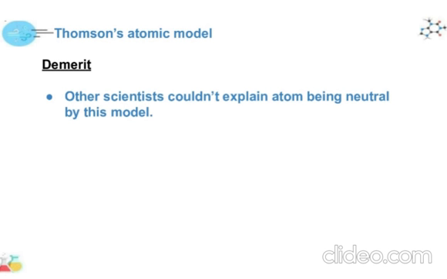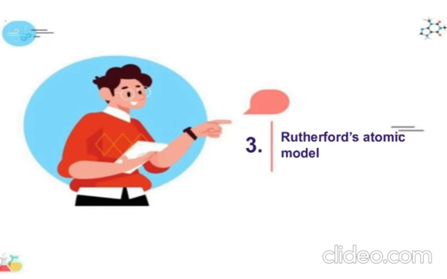But there was a demerit also. Other scientists couldn't explain that the atom is neutral by this model. The scientists said, okay, you are saying that it is neutral, fine. But when they took his model and tried to find out, no other scientist could explain that the atom is neutral. So this Thomson's atomic model was also a failure. Next came Rutherford's atomic model.